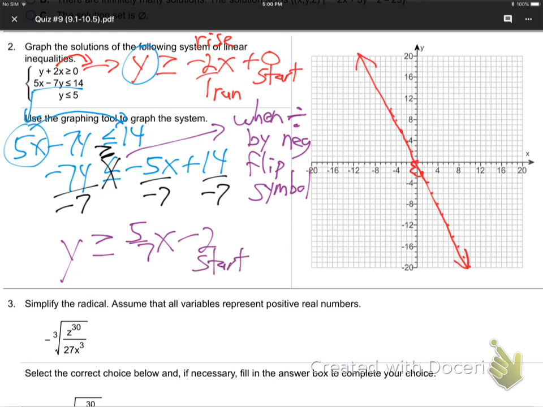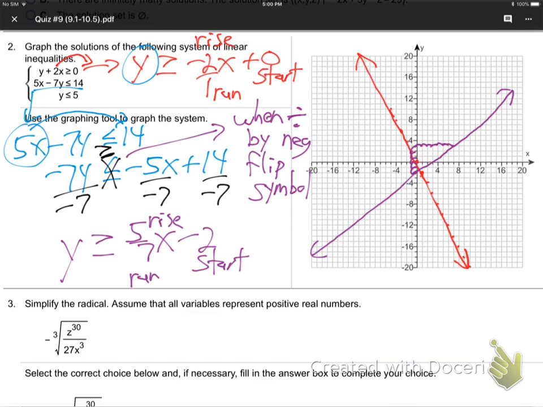Start at negative 2. That'd be right there. And the rise over the run, we go up 5: 1, 2, 3, 4, 5. Over 7: 1, 2, 3, 4, 5, 6, 7. Boom, right there. Connect those dots. I didn't do that very straight. There's that line.